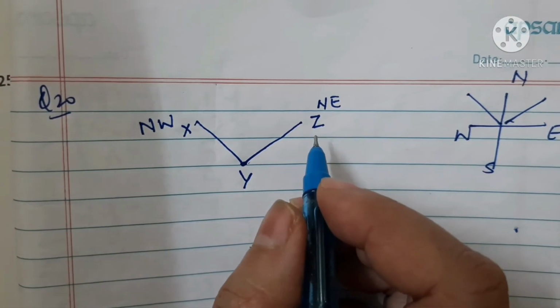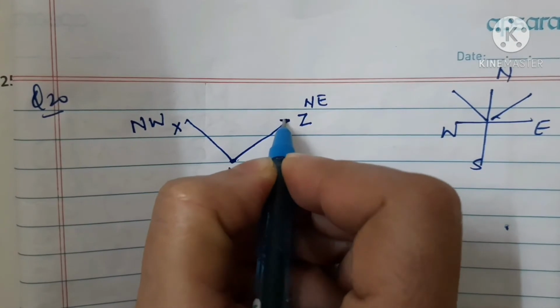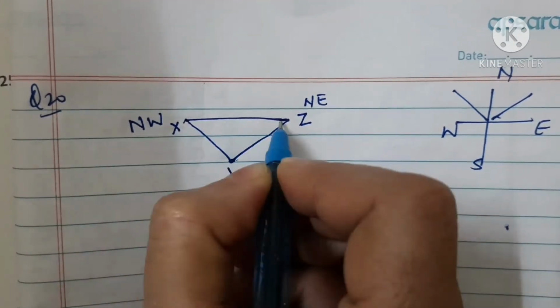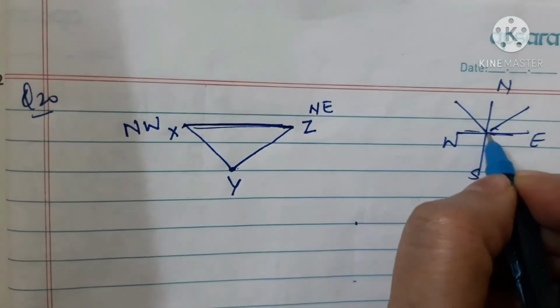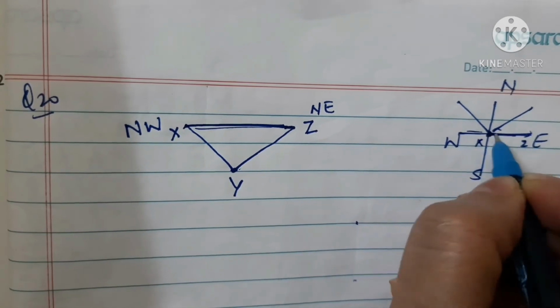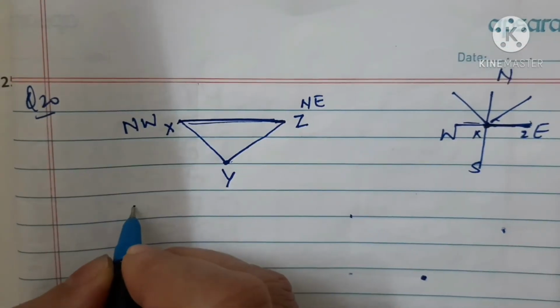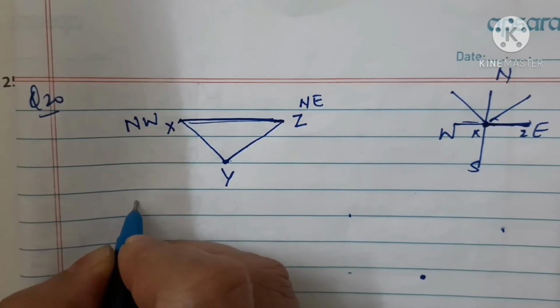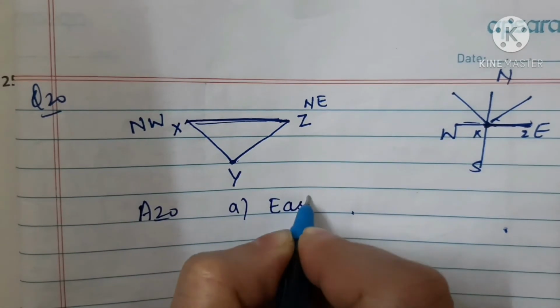You have to tell Z is in which direction of X. Now, this Z is in which direction? Now, which direction is this? This is east. This is east. If this is your X and this is Z, you have to tell which direction Z is in. So Z means it is here. Z is in the direction of east. So the answer for this question is A part, east.